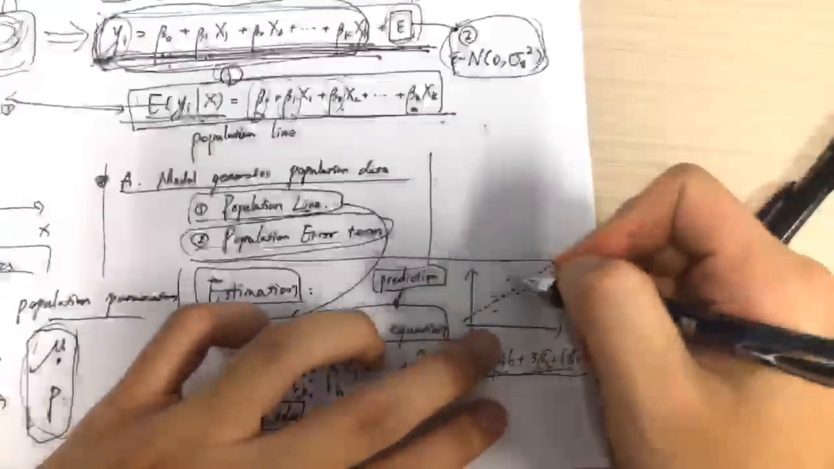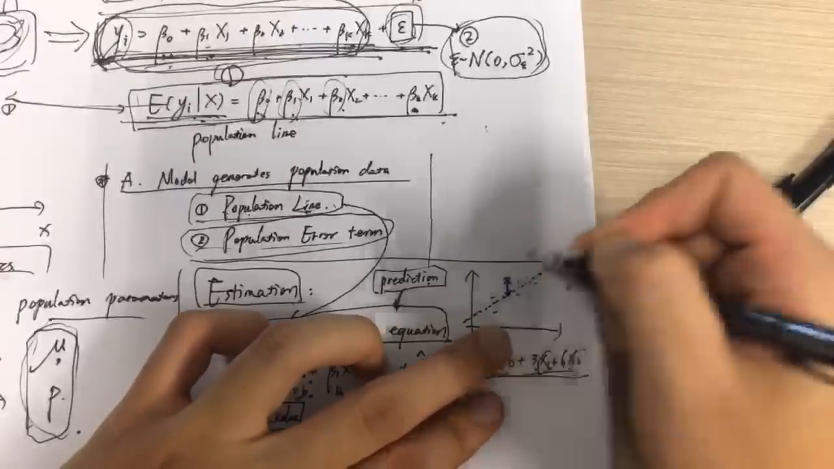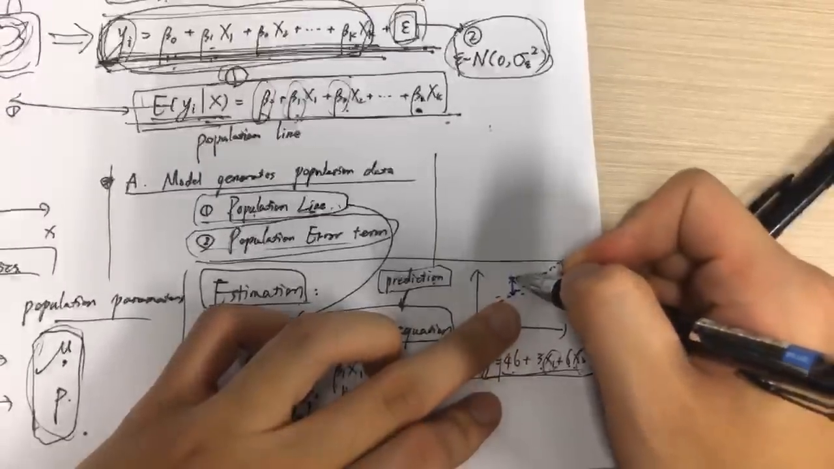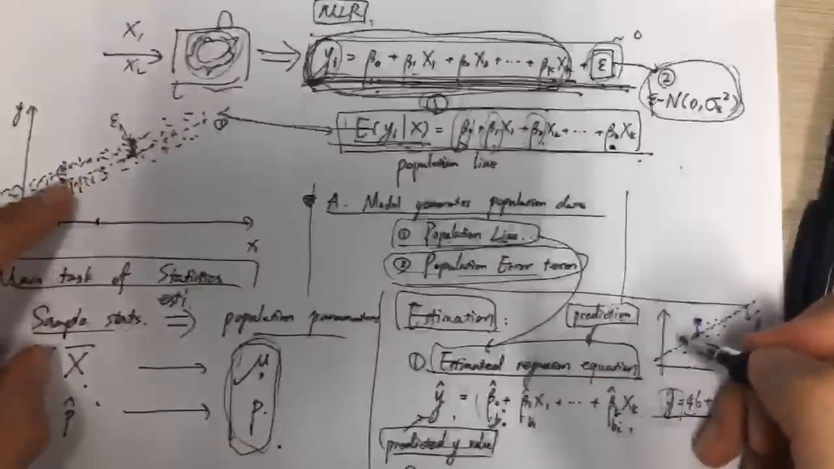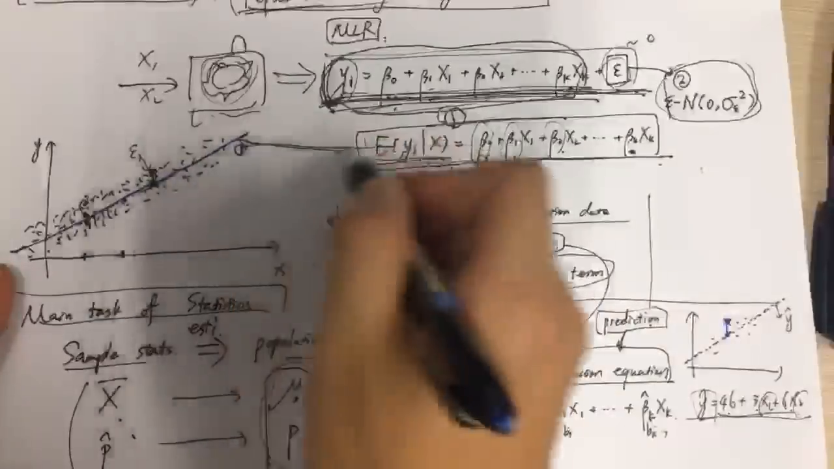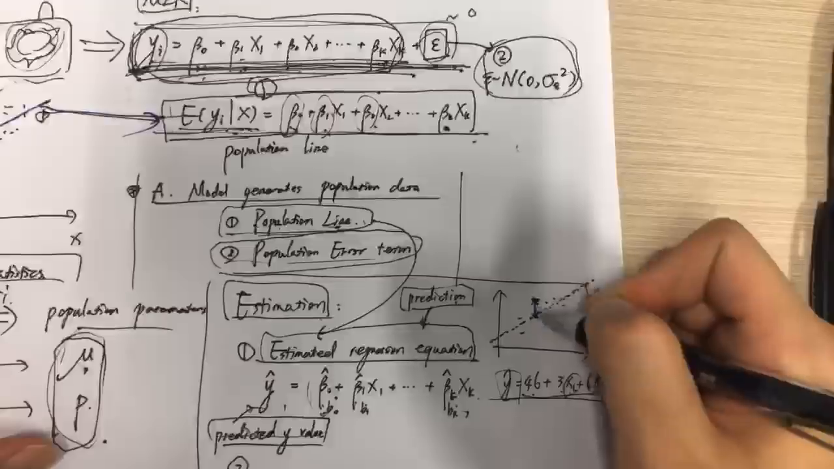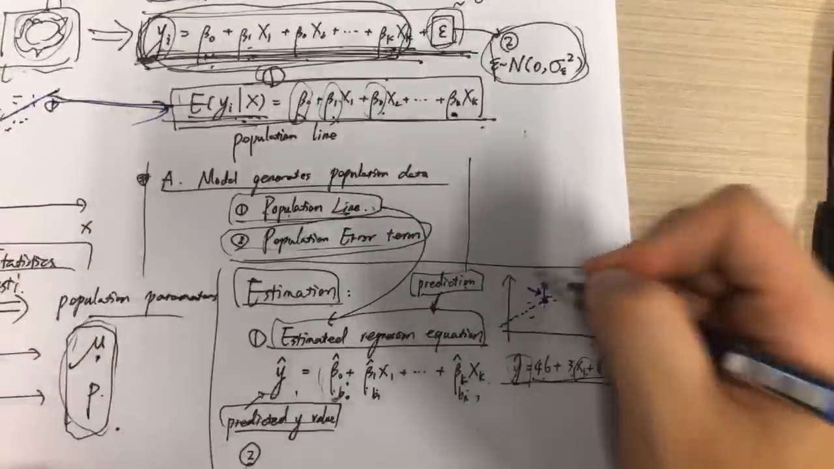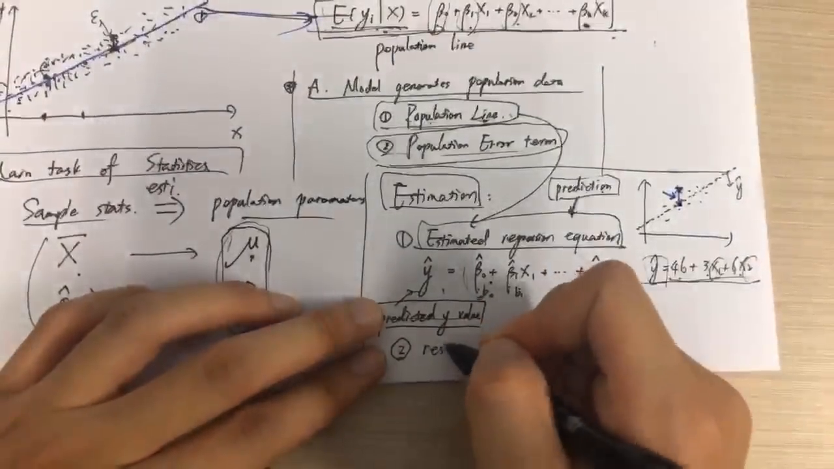So if we use a sample, we can still find this kind of difference, right? But this is not the difference between the actual y value and the population line. As we know, this line is the population line. Instead, we use the sample line to take this difference, and we call this difference the residual.